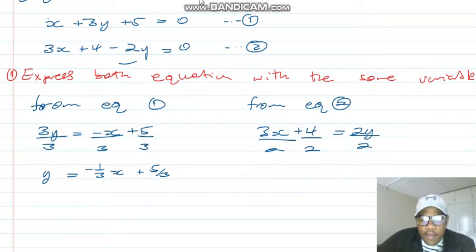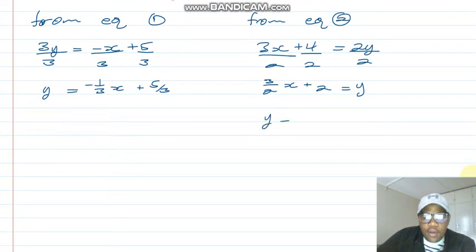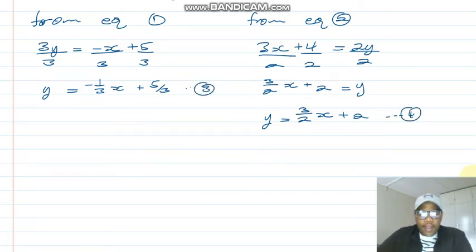And then what I'm going to have is 3 over 2x plus 2 is equal to y, right? I'll write that nicer. So it's going to be 3 over 2x plus 2, right? Now this is your equation number 3 and this is your equation number 4. Okay, so we've made reasonable progress. We've made these in terms of y.